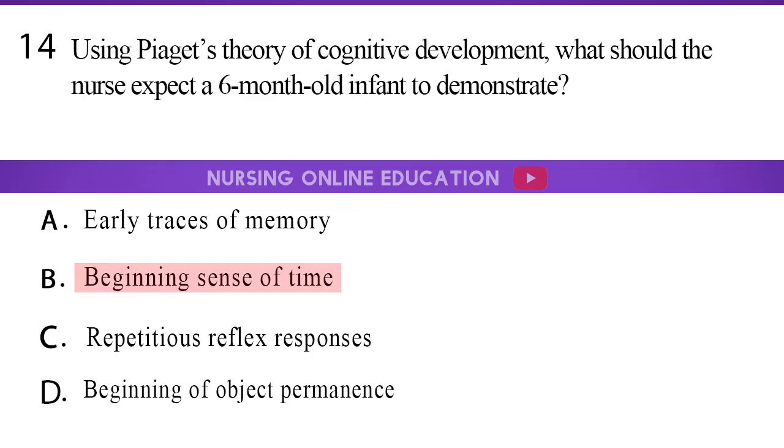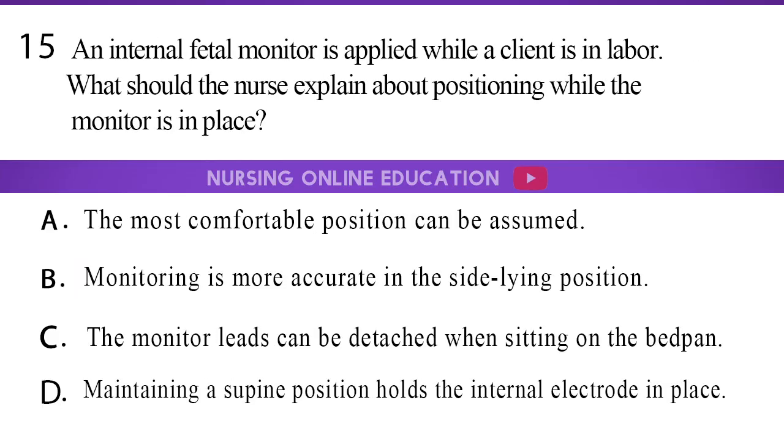The answer is option D. Beginning of object permanence. 15. An internal fetal monitor is applied while a client is in labor. What should the nurse explain about positioning while the monitor is in place?